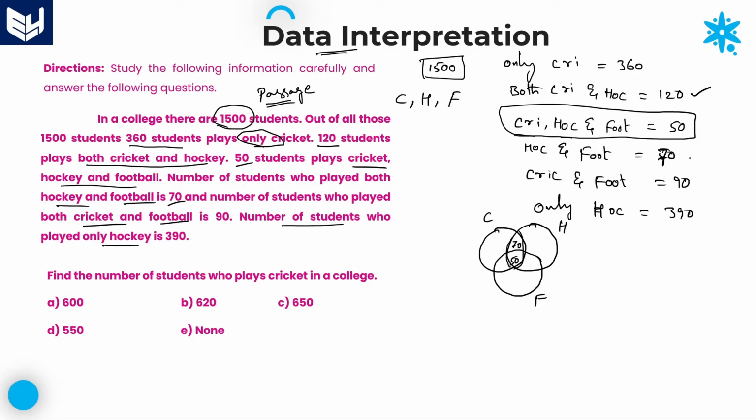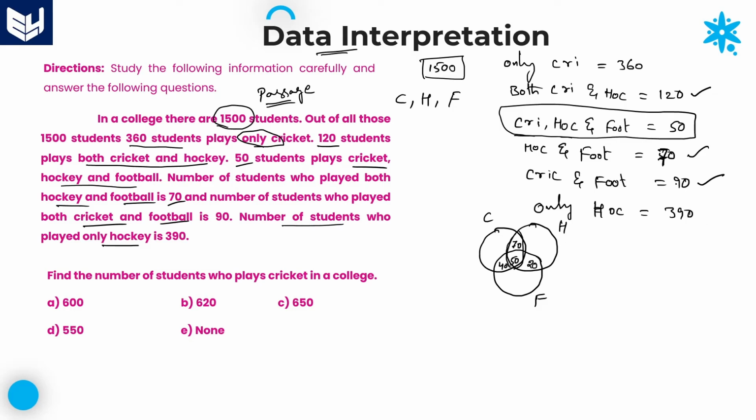And next, coming to hockey and football. Hockey and football is 70. This is the intersection of hockey and football. Already 50 is there at this position. Still 20 is left over. Total 70. And next, cricket and football is 90. Out of this intersection, 50 is already there. Still 40 is left over. This is 40.